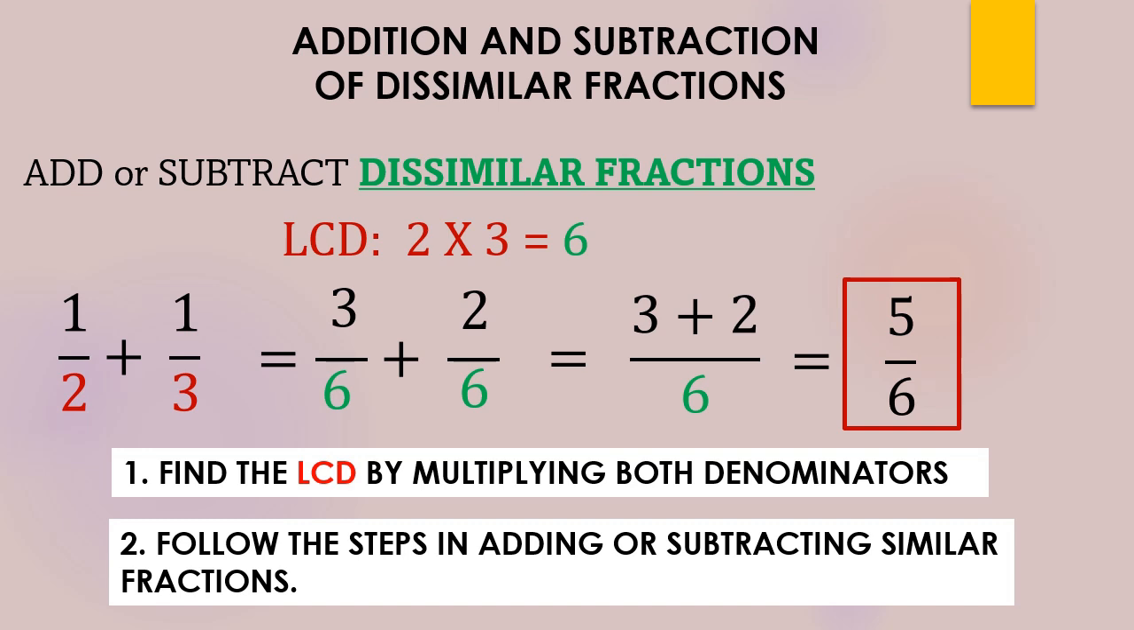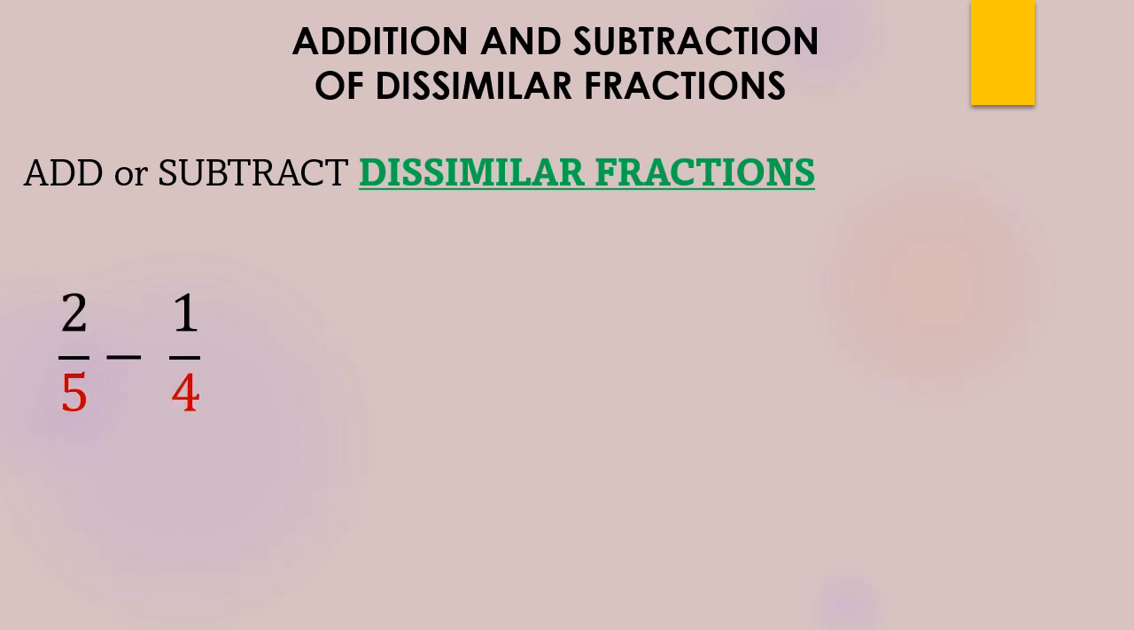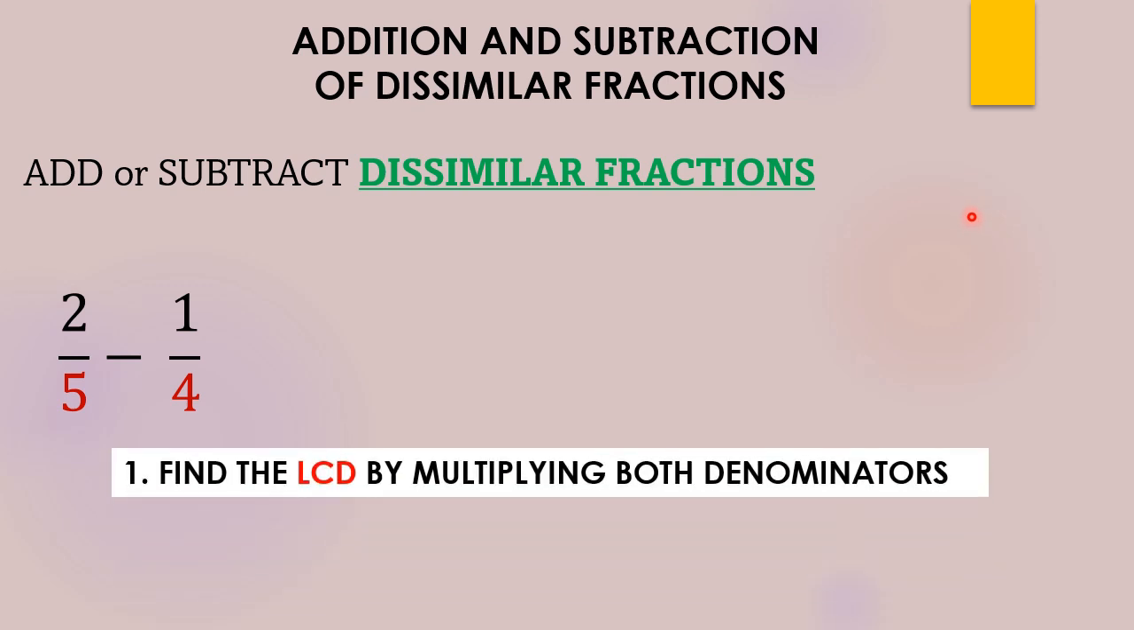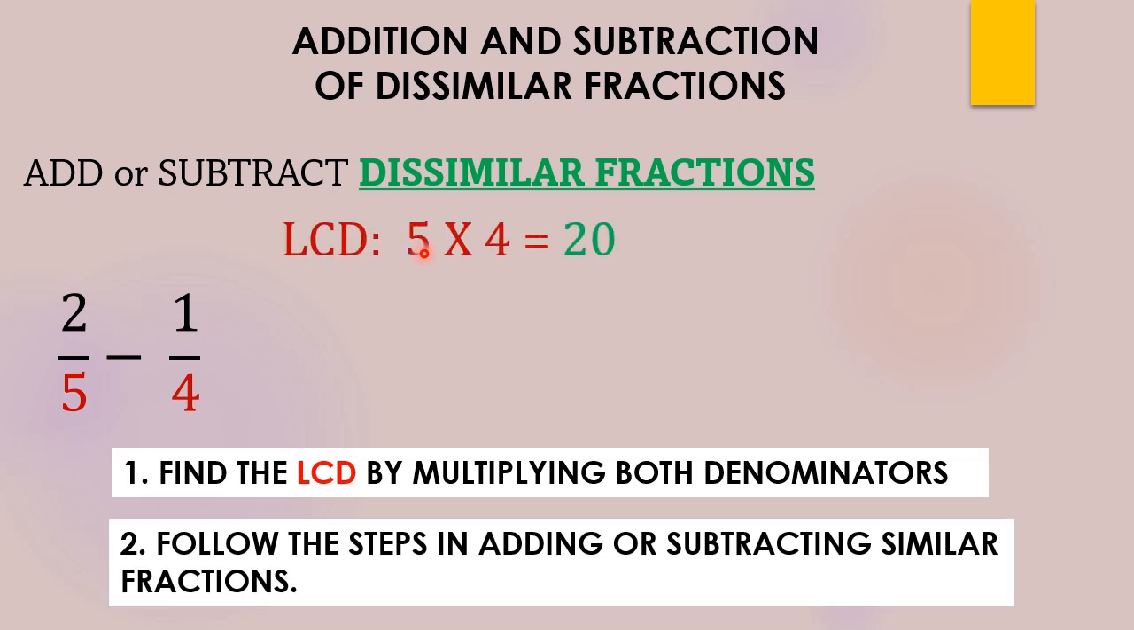So next, another one. I have here 2/5 minus 1/4. So again, to subtract these two fractions, we need to find the LCD. To get the LCD, multiply both denominators, 5 and 4. So our LCD here is 20. So 20 will be the common denominator.